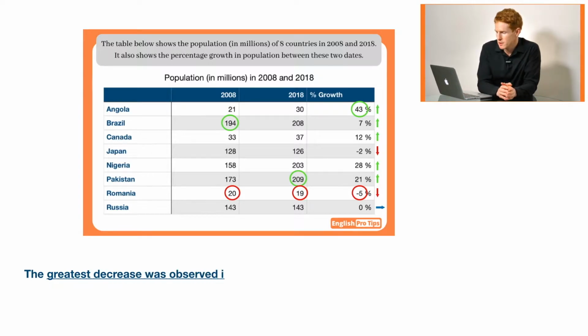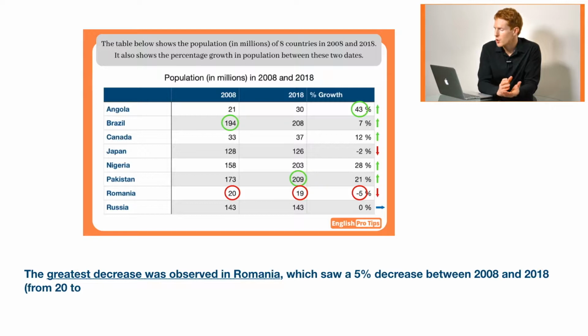The greatest decrease was observed in Romania, which saw a 5% decrease between 2008 and 2018 from 20 to 19 million. So again, we've got a superlative. The greatest decrease was observed in Romania.